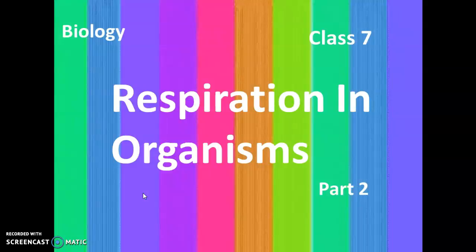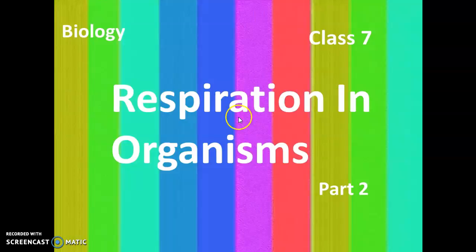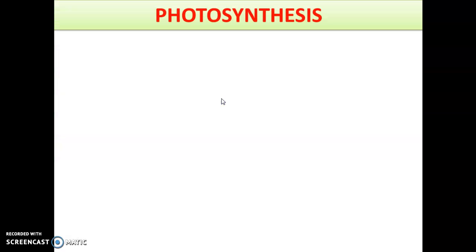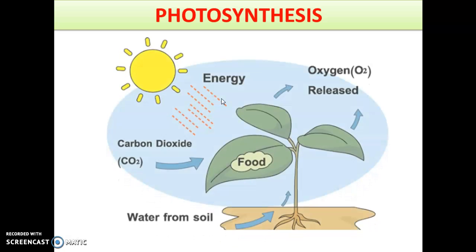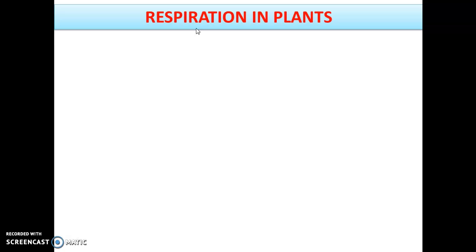Welcome back, dear students. Today we'll continue the topic, that is respiration in organisms part 2, biology for class 7. So till date we have studied about the plant, that plant performs the process of photosynthesis in which the plant prepares its food in the form of glucose by using carbon dioxide and water in the presence of sunlight and chlorophyll, right? But we know that plants are also living things, so the plant also does respiration. So we'll see the respiration in plants.